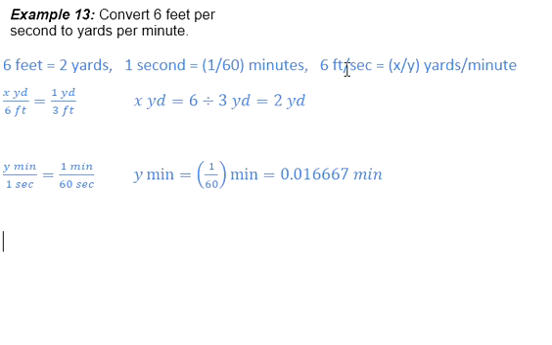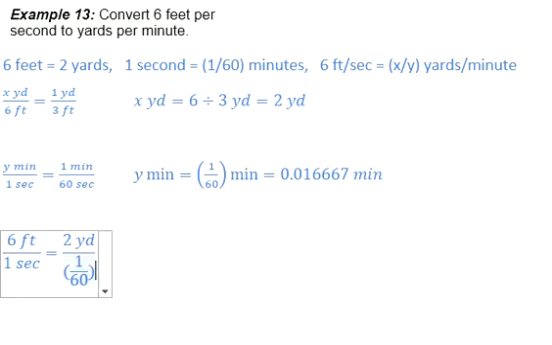So now I have 6 feet per second is going to be x divided by y. So I'm going to take my x yards, I have 2 yards, actually I'm going to write this out here, so 6 feet in 1 second. So 6 feet I found was 2 yards, and 1 second is 1/60th of a minute. Okay, so we have 2 divided by 1/60th.